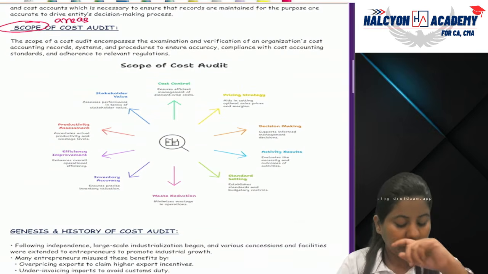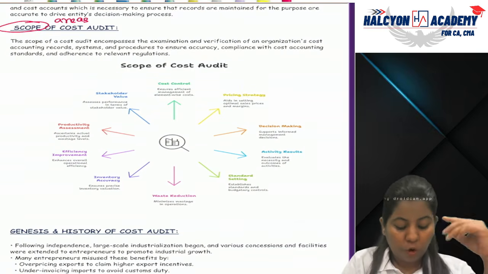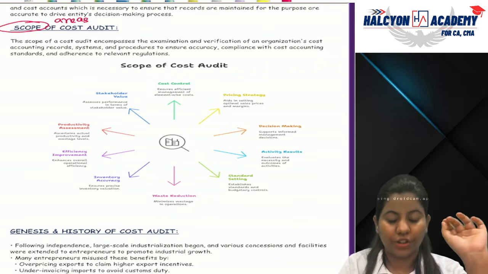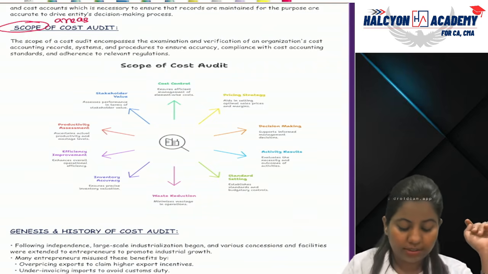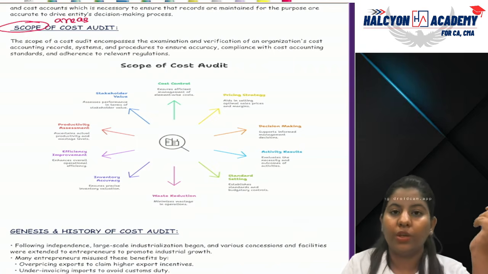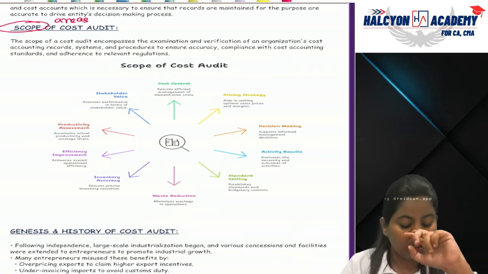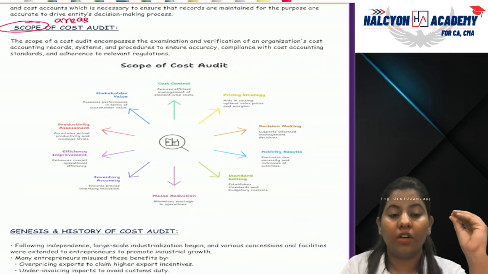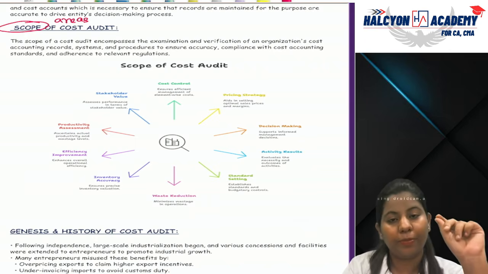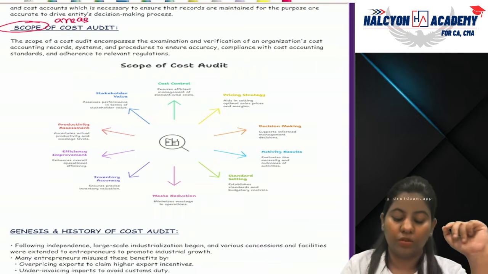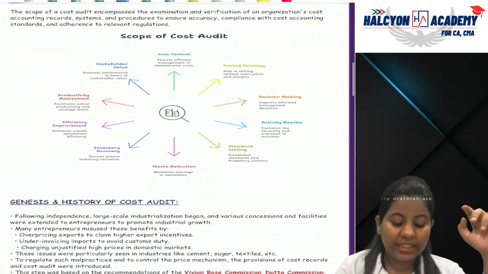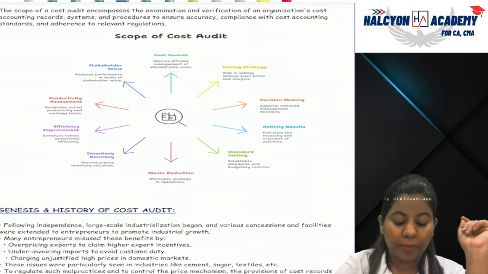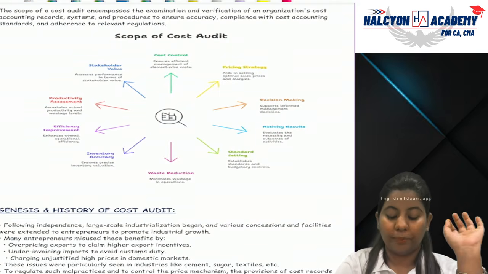See, the scope of cost audit encompasses the examination and verification of an organization's cost accounting records, systems and procedures to ensure what? To ensure accuracy, compliance with cost accounting standards and adherence to relevant regulations. Whatever we have learned until now is written in this one paragraph. It is just a summary. Without any delay, let's come to the 10 points given in the flow chart. The main 10 points we have to write in the exam.